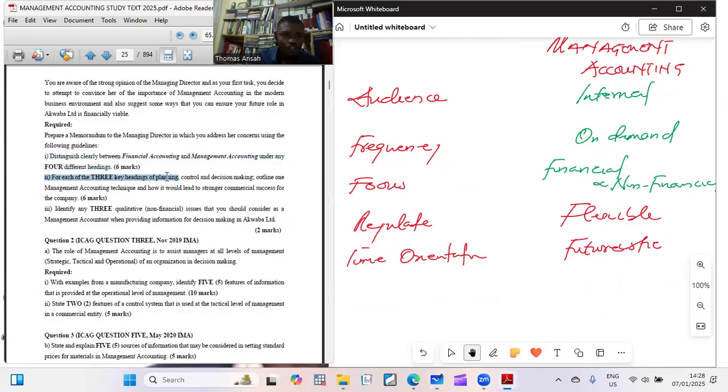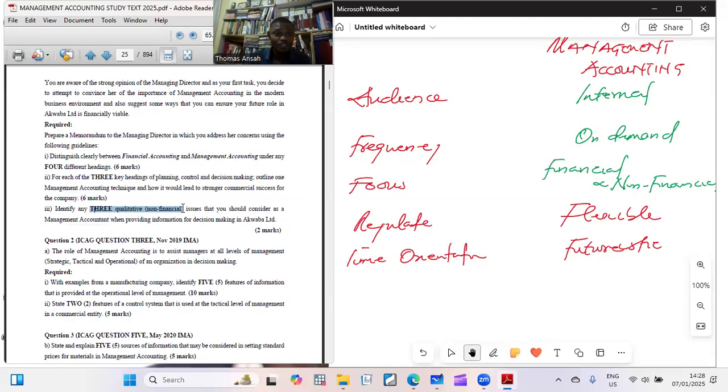For each of the headings of planning, controlling, and outline the management accounting technique, all right, that and how it will lead to stronger commercial success. How did we talk about planning? How did we talk about decision making? How did we talk about controlling? That is exactly the same thing.